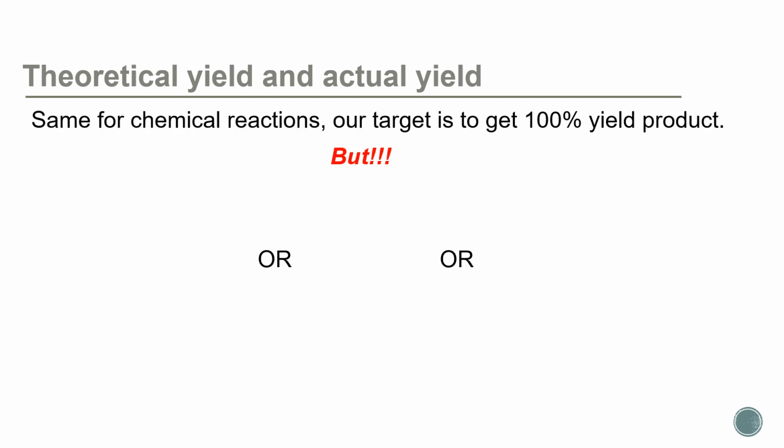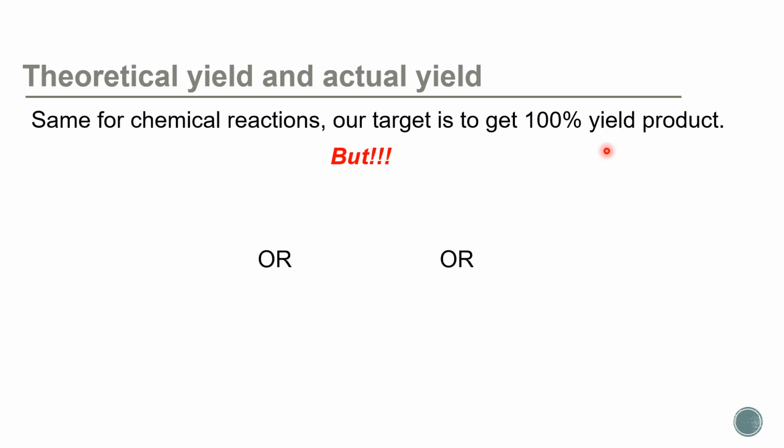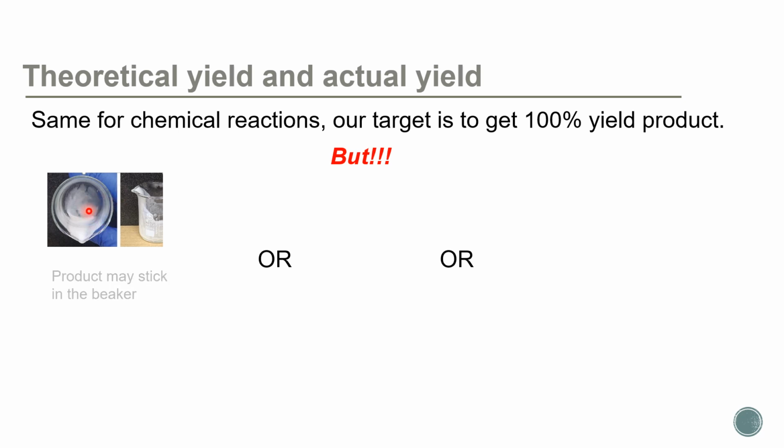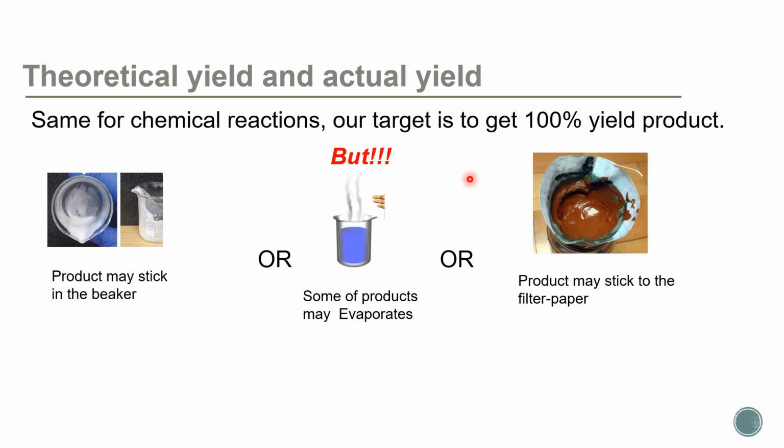In some chemical reactions, our target is to actually get 100% yield of product. يعني إذا بدأنا ب 50 جرام نريد البرودكت اللي يطلع لنا 50 جرام. Okay, but sometimes some of the ingredients stick in the beaker or the glass, evaporate, and sometimes it gets spilled or stick on filter papers.